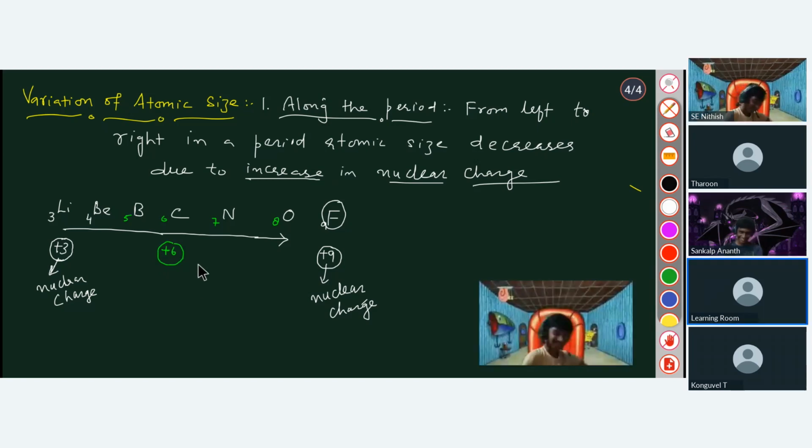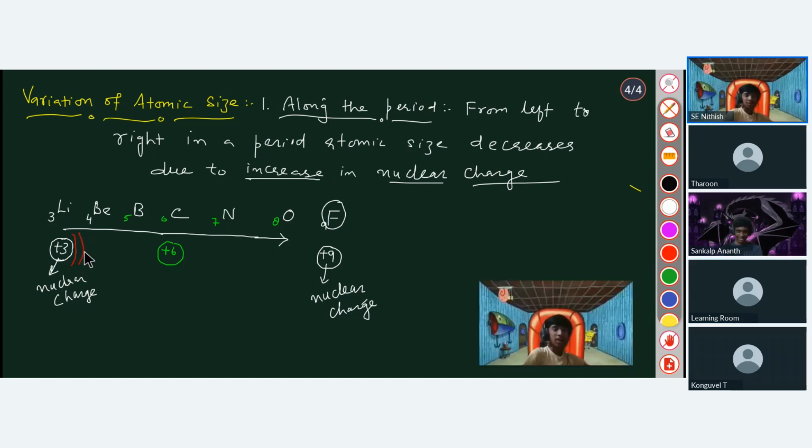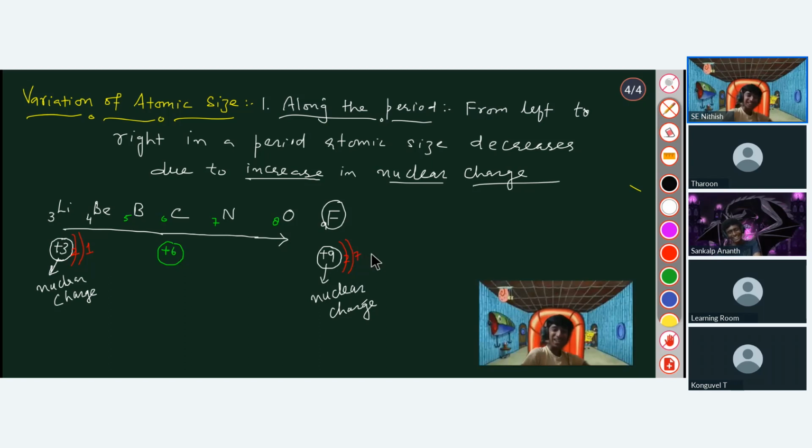So now see here that nuclear charge increases, but tell me the number of shells. Will the number of shells be same or different? In case of lithium, how many shells are there? 2. Exactly. In case of fluorine, how many shells are we having? 2 only. So that means the number of shells remain same. But nuclear charge increases.